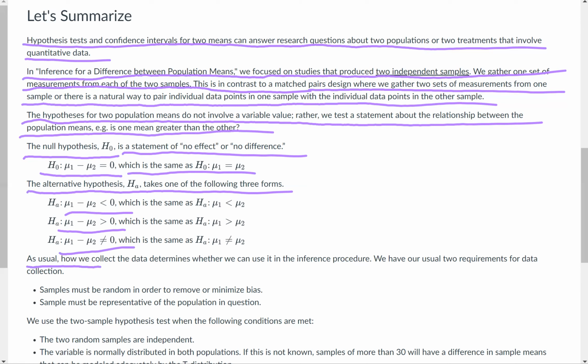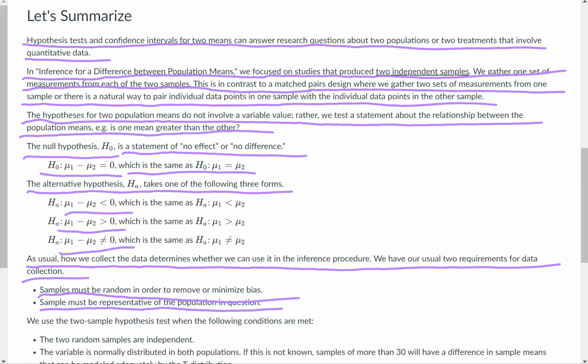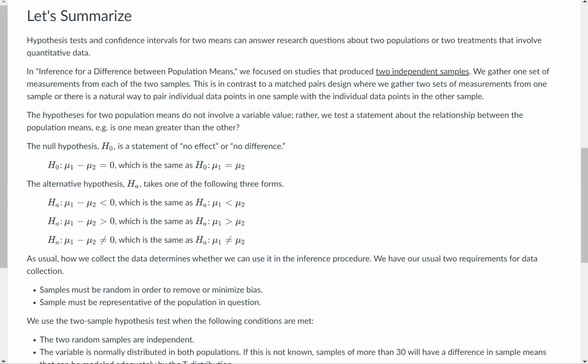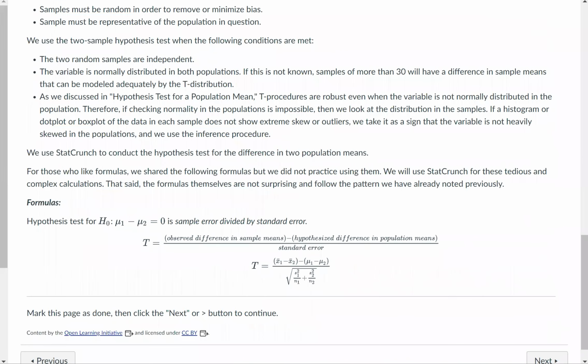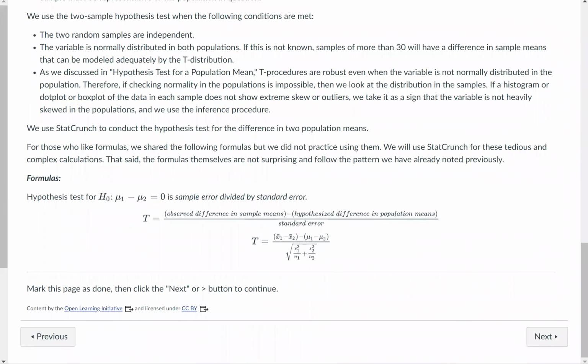As usual, how we collect the data determines whether we can use it in the inference procedure. We have our usual two requirements for data collection. First, samples must be random in order to remove or minimize bias. Second, samples must be representative of the population in question. We use the two sample hypothesis test when the following conditions are met. First, the two random samples are actually independent. And second, the variable is normally distributed in both populations.